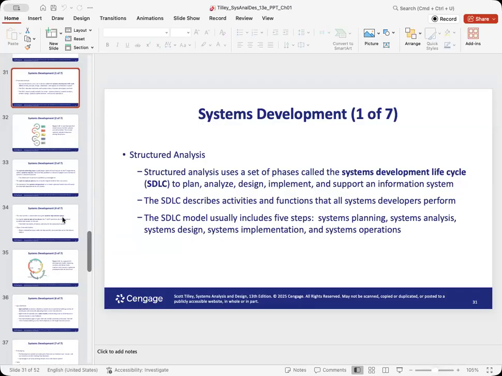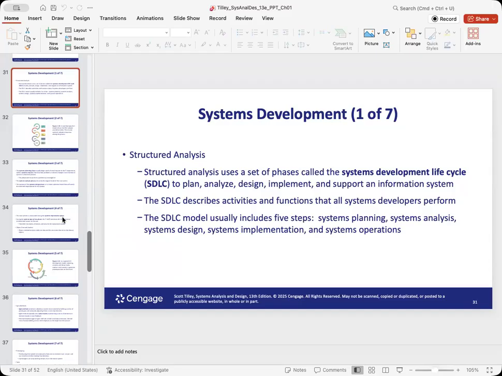Okay, the SDLC describes activities and functions that all system developers perform. And they usually go through 5 steps. And what do these steps include? Systems planning. You remember that earlier we talked about some few things that if you want to develop a website, what are the things that you must look at for the processes that you have to go through? And then somebody mentioned that you have to first ask the question of what must be done, right? So that falls under systems planning.